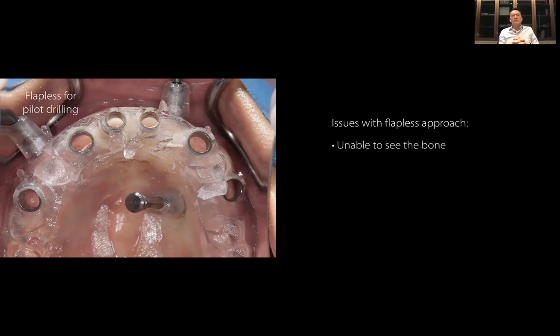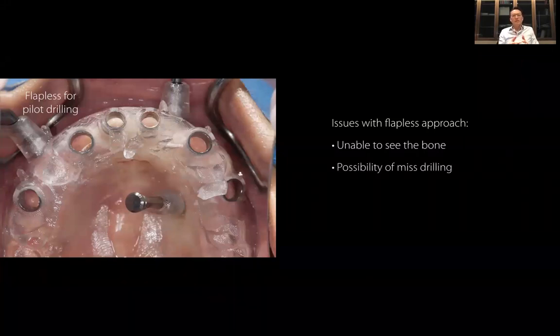Some of the issues are, number one, when you have a surgical guide and you do a flapless procedure, you really cannot see the bone underneath. And when you cannot see the bone, there's a possibility that you could have drilled into a wrong spot without knowing it, meaning that you could be drilling through the surgical guide and thinking, okay, I'm drilling in the middle of the bone, but in reality, you might be off to the buccal or the lingual or mesial or distal, okay? So you won't be able to see where your drill is on the bone.